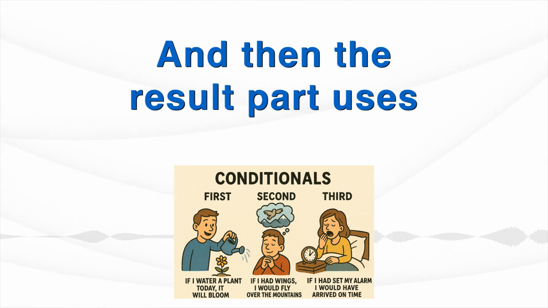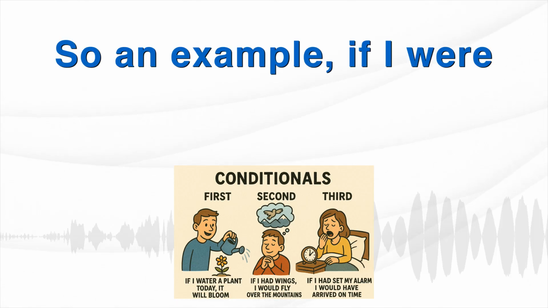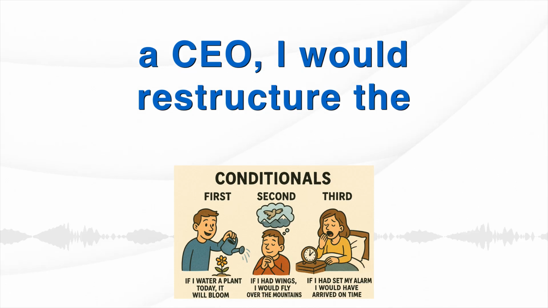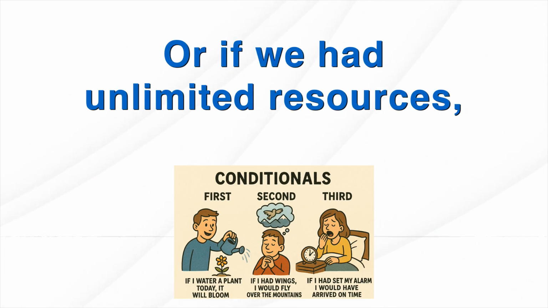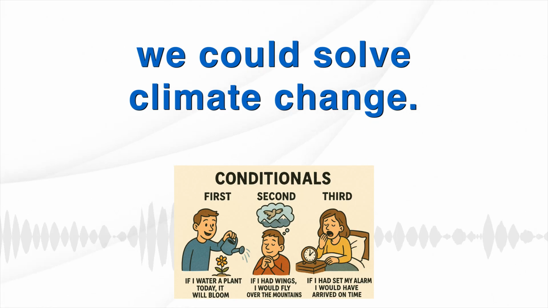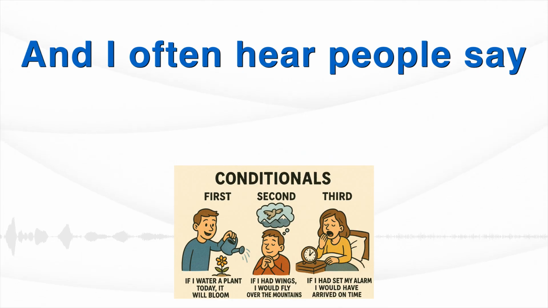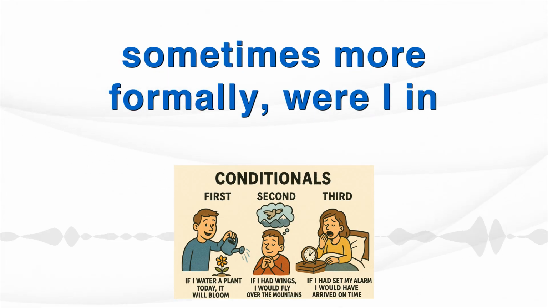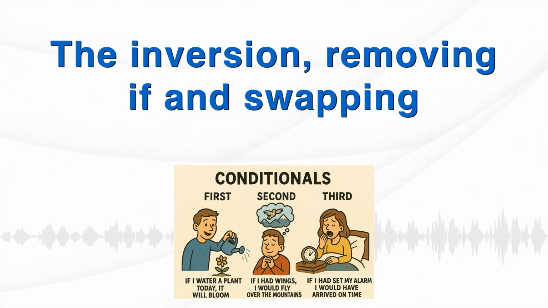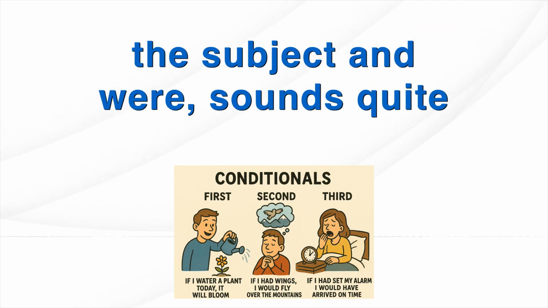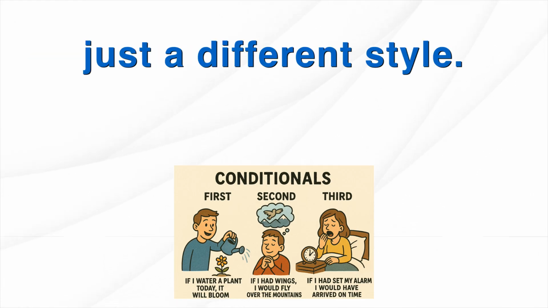And then the result part uses would, or maybe could or might, plus the base form of the verb. So an example, if I were CEO, I would restructure the company. Clearly shows I'm not the CEO, just imagining. Perfect hypothetical. Or if we had unlimited resources, we could solve climate change. Again, hypothetical, not real today. A big hypothetical, yeah. And I often hear people say, sometimes more formally, were I in your position, I would reconsider. Yes, the inversion, removing if and swapping the subject and were, sounds quite polished. It does. Same meaning as if I were, just a different style.